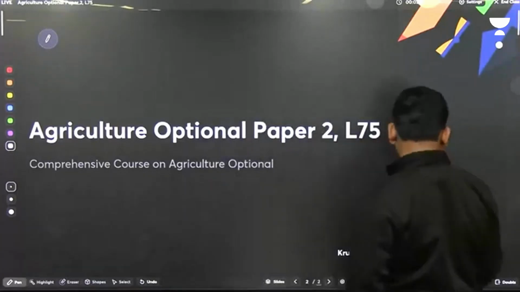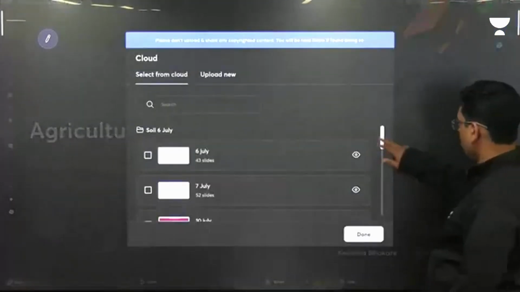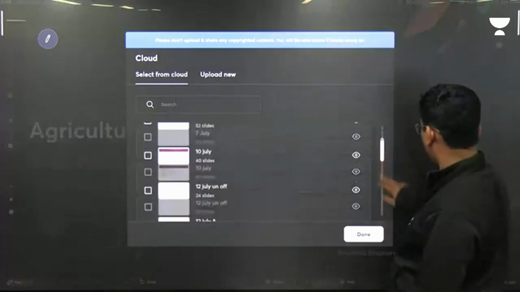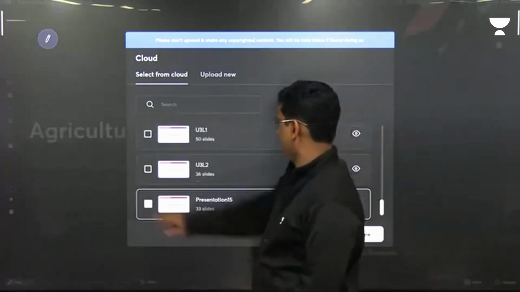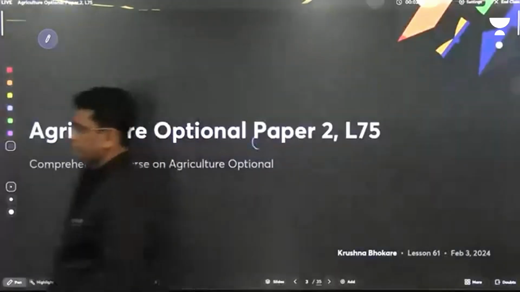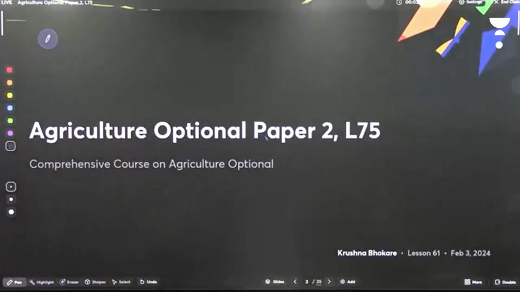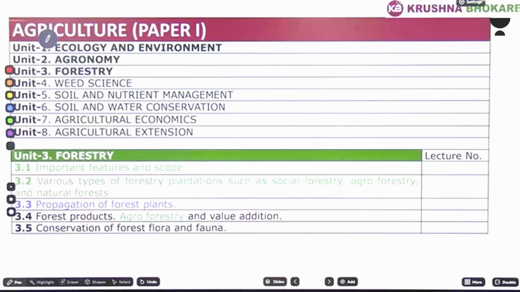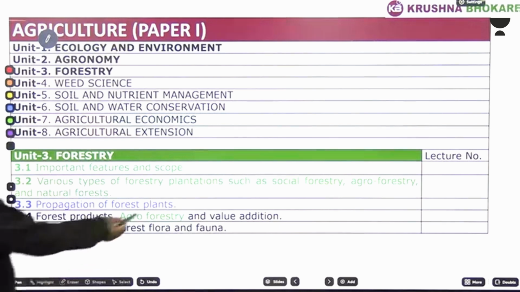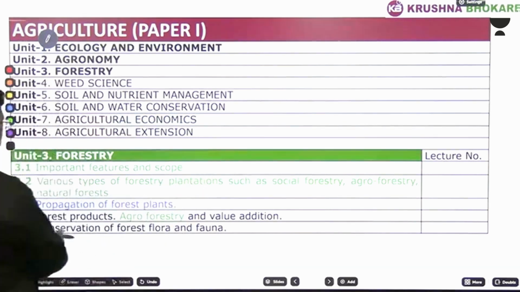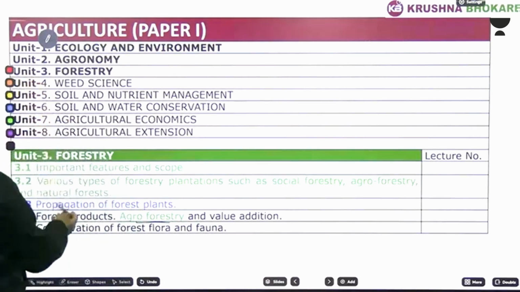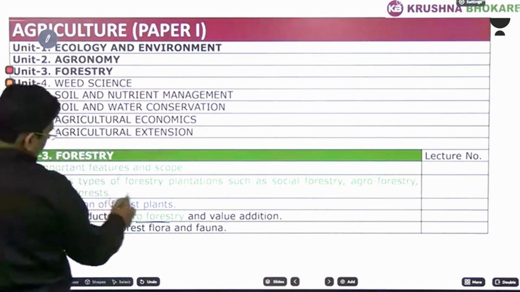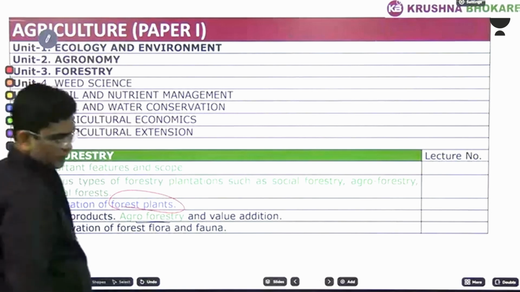So today we will see the methods of propagation. Okay. So in last session we have finished social forestry, natural forest, and also agroforestry, we have finished. So today we will see propagation of the forest plant. Why is it important to propagate the forest plant?